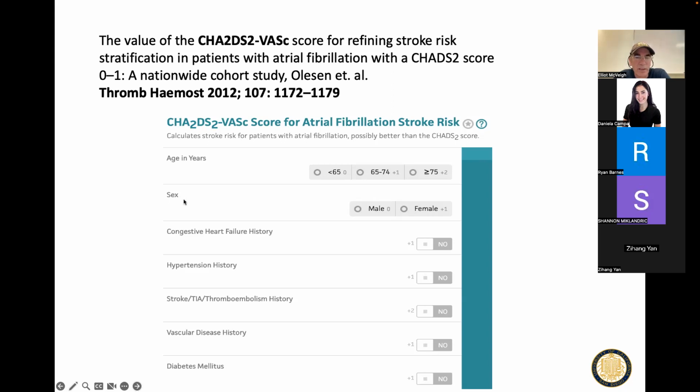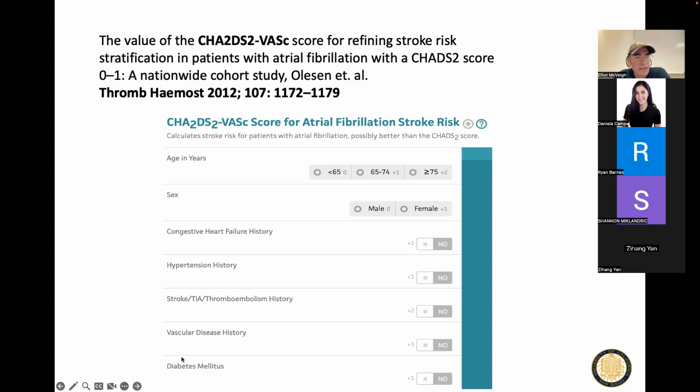I can't remember which one is. Oh, female, you get a +1. So it's obviously a higher risk to be female. Did you have congestive heart failure, hypertension history, previous stroke? That makes sense, right? Vascular disease history. Do you have coronary stuff, and diabetes?